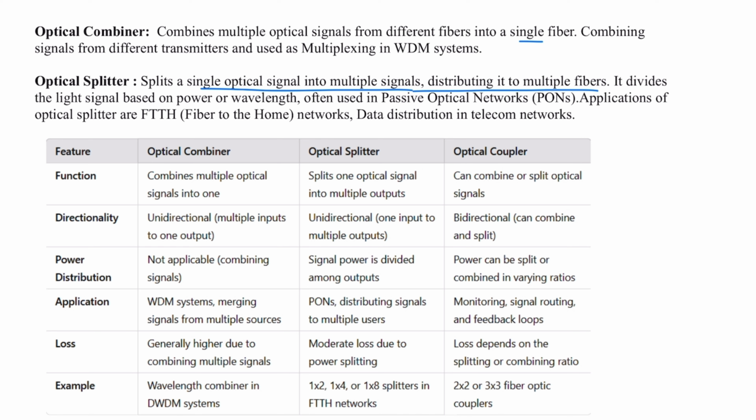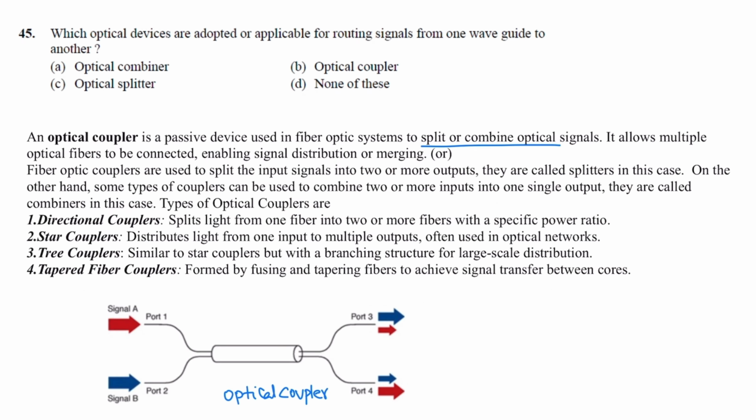An optical splitter splits one optical signal into multiple outputs, whereas an optical coupler can combine or split optical signals from different fibers. So the combiner and splitter are unidirectional, whereas the coupler is bidirectional. As per the question, the correct answer is B, optical coupler. These devices are used for routing signals from one waveguide to another waveguide. Correct option B.